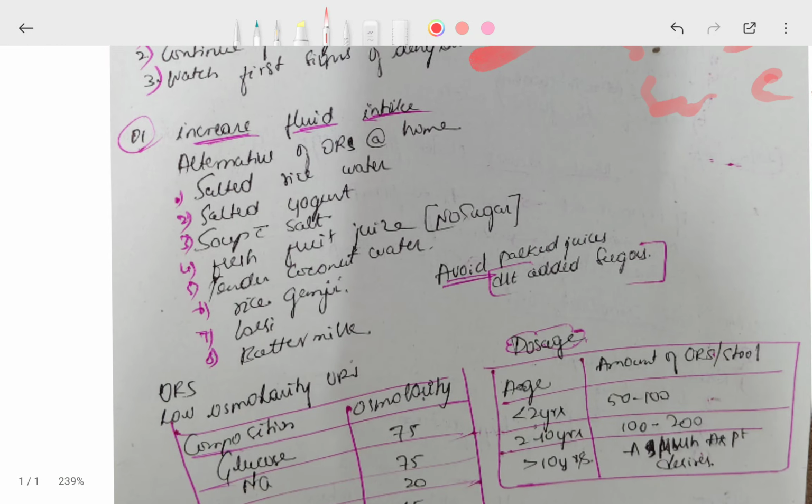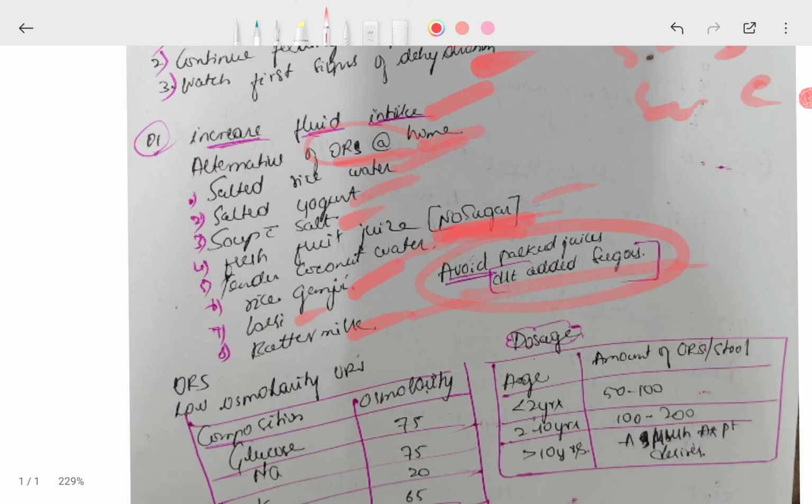So to increase fluid intake, you will give ORS or alternative fluids in the home. What you will give: salted rice water, or salted yogurt, or soup with salt, or fresh fruit juice without sugar. No sugar should be added. So you are avoiding packed juice. Packed juice should not be given because it contains added sugar. Fresh fruit juice should be given with no sugar, tender coconut water, and ragi ganji or lassi, buttermilk. These can be given instead of ORS.